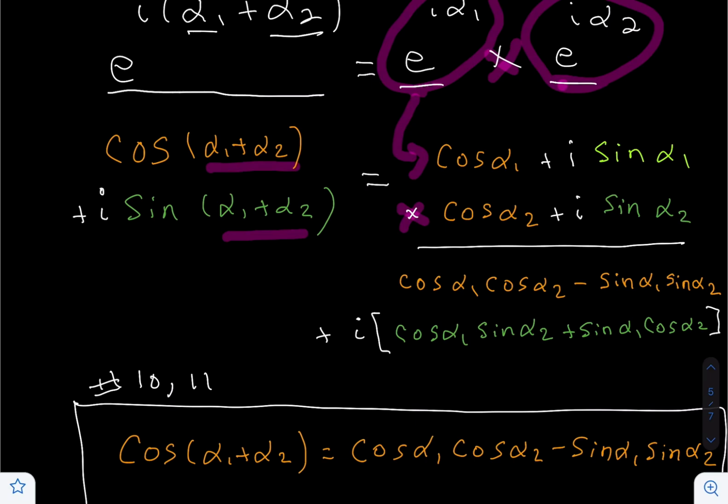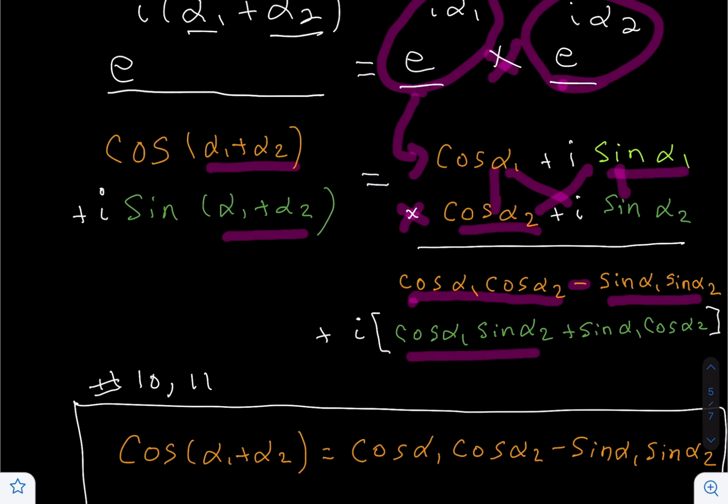So you have this times this, cos alpha 1 cos alpha 2, and this term times this term, you get an i squared, which is -1. That's how you get your minus sign, and the sines are multiplied. And then you have your two cross terms. So the two cross terms are going to be i sine alpha 1 cos, and you have that first cross term right there, and you get the second cross term.